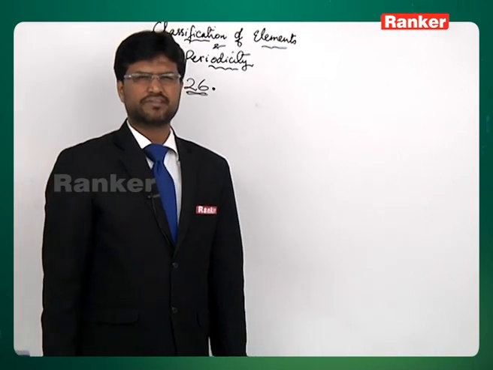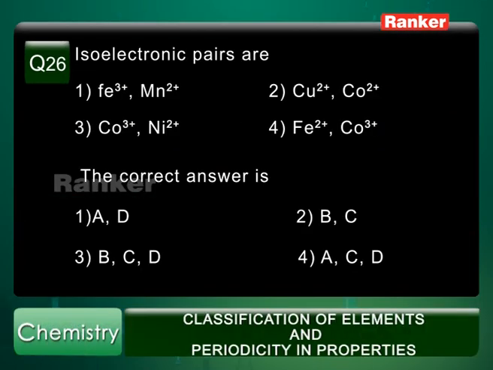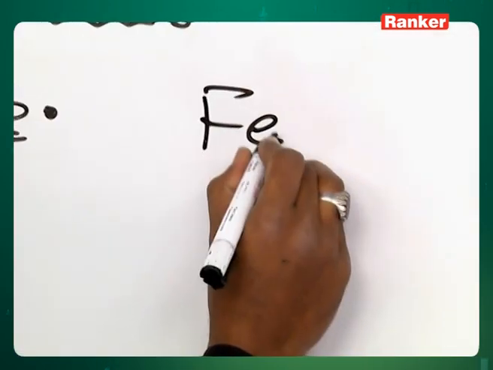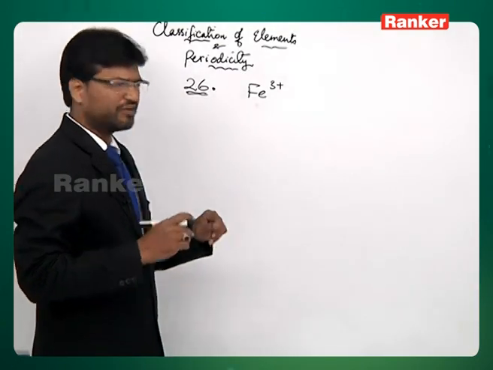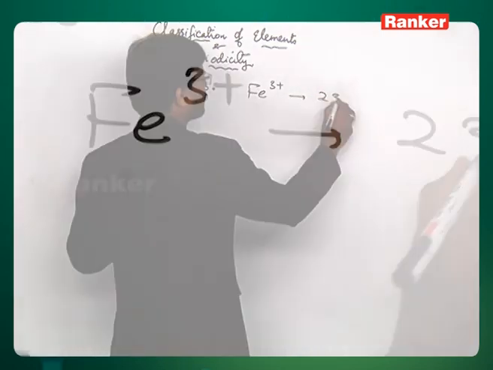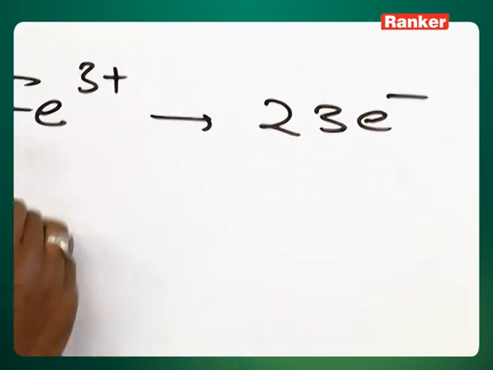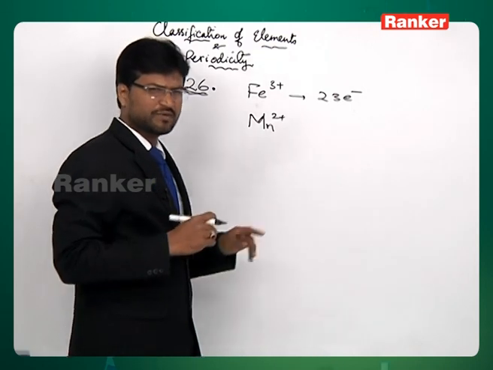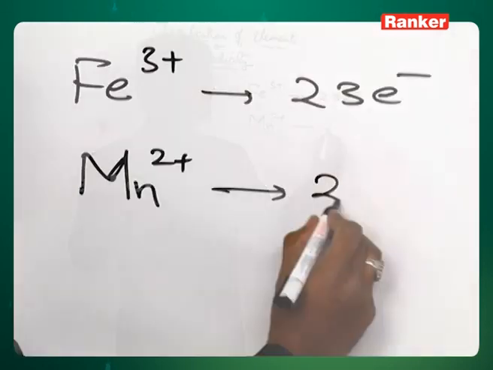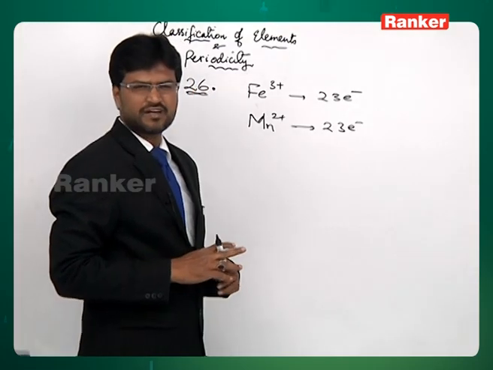Question number 26. Isoelectronic pairs are A, ferric and manganese, B, cupric and cobalt 2 plus, C, cobalt 3 plus and Ni 2 plus, D, ferrous and cobalt 3 plus. Let's try to find out. Ferric, you get it by a loss of 3 electrons from Fe. Fe is 26, so it has 23 electrons. Manganese, you get it after loss of 2 electrons from Mn. Mn is atomic number 25, so after the loss of 2 electrons it will become 23 electrons. So ferric and manganese are isoelectronic.